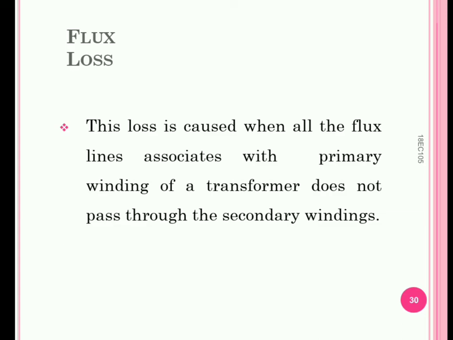Depending on the distance or placement of the coils on the arms, all the magnetic lines of flux that are developed in the primary will not actually be passing through the secondary windings. So we call it flux losses. Some of the flux is lost in the free space.